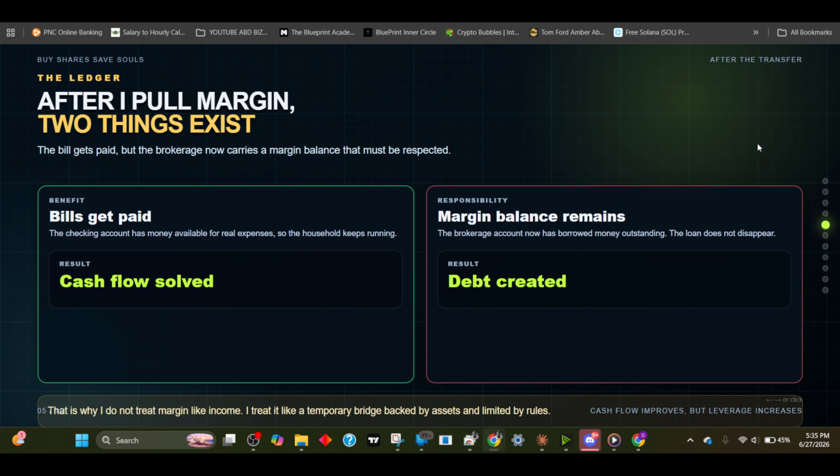Now, after I pull from margin, two things exist. The bills get paid, but the brokerage now carries a margin balance that must be respected. This is why I like to cap at 28%, especially in this phase of my account value. The bills get paid, the checking account has money available for real expenses, so the household keeps running. The cash flow problem is solved. I have access to my funds or the value of my account.